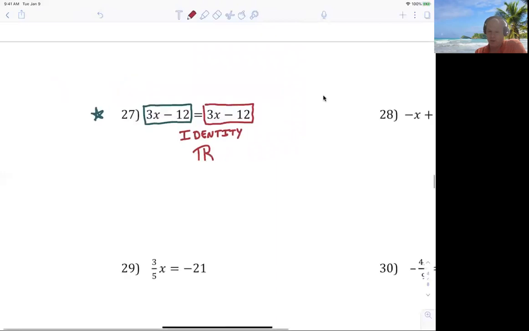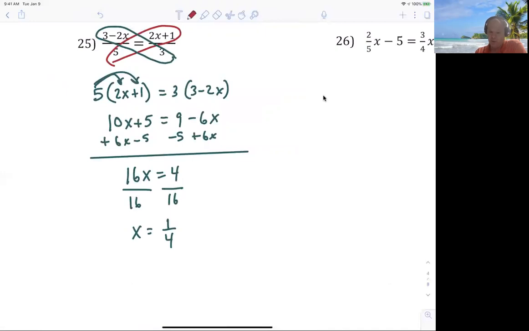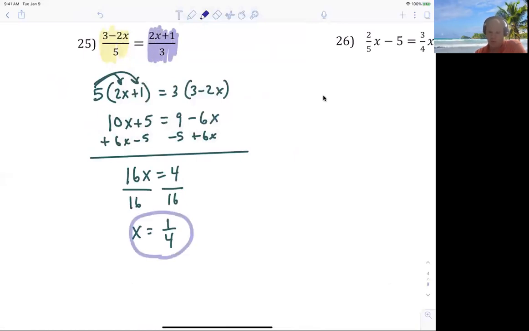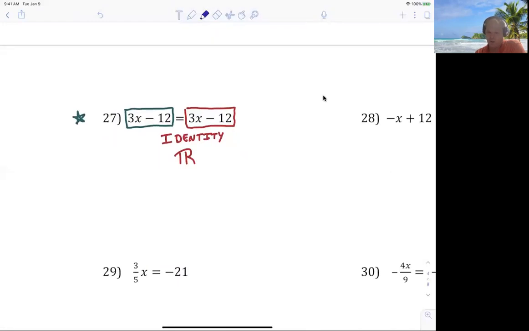All right, now I want to go back just to look at number 25. When is that true? The only time when this is equal to this, the only time that's true is if x equals 1/4. There's only one case. On number 27, it doesn't matter what you select. They'll always be true. Okay, this is called an identity.